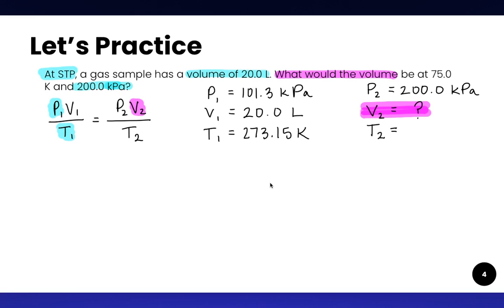And the temperature changes also. So two things are changing here, which is why we need to use the combined gas law. So the temperature changes to be 75 Kelvin. Okay, so we had a temperature decrease and a pressure increase. What is that going to do to the volume? This is the part where we plug everything in and do the math.